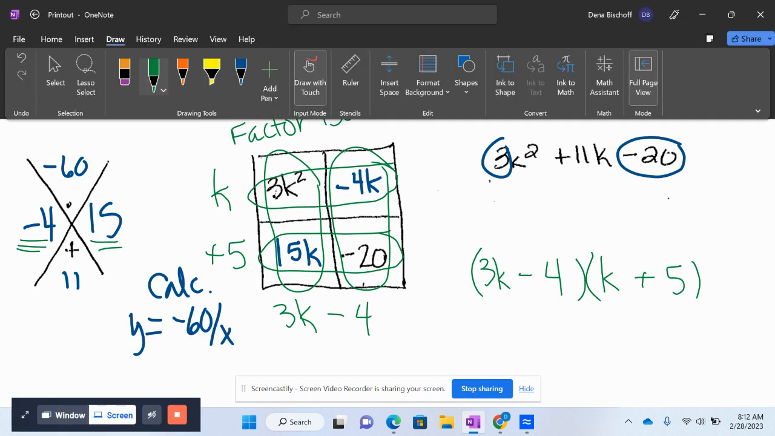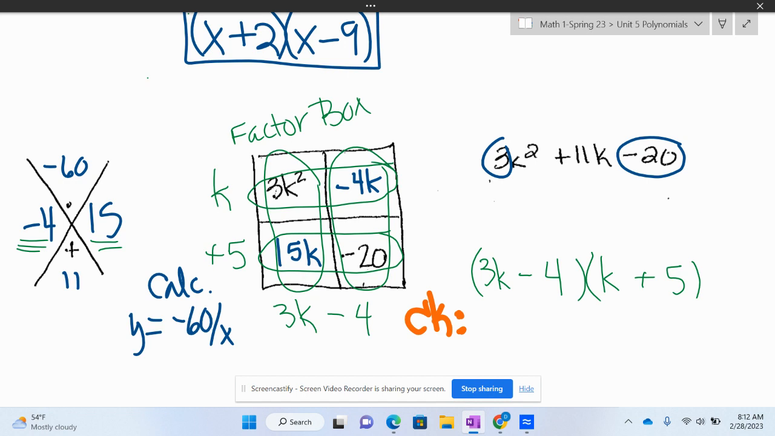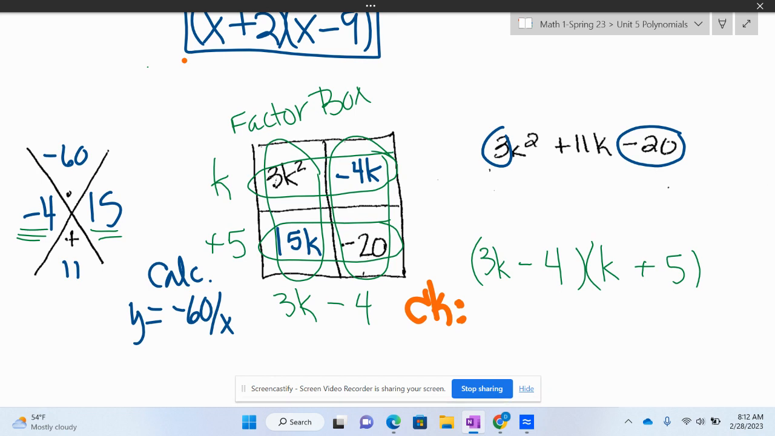So I do want to check this one to make sure you guys remember how to check it. Can someone tell me how to check? How do I check to make sure that my binomial is correct? What are you doing there, Cece? I know that your method is right. Do you remember what that's called? Okay. Cece's saying draw arrows over.